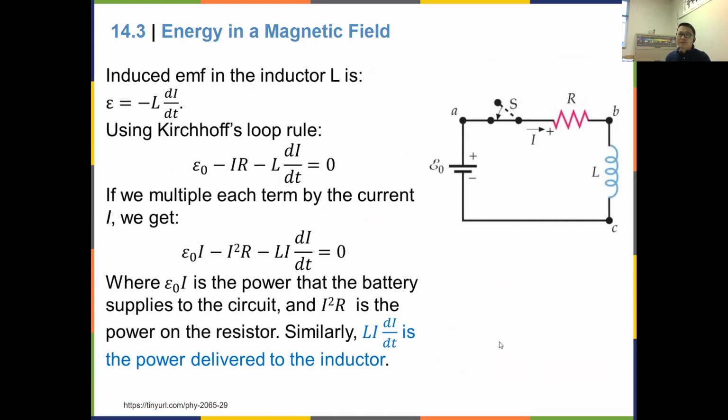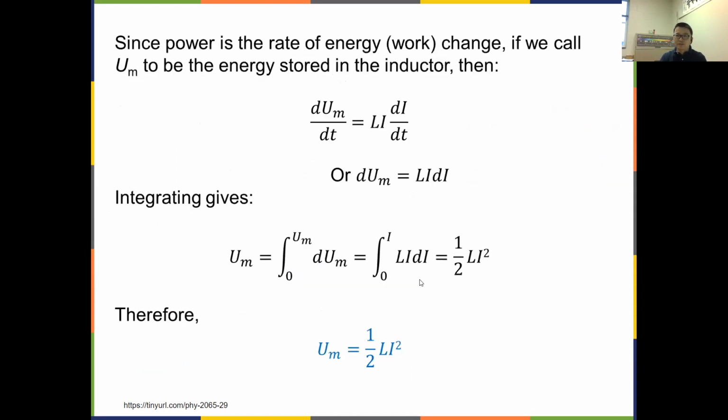So we also look at the energy in the magnetic field. This is in terms of inductance, because if there's current in the inductor, it produces a magnetic field in the inductor. Specifically, we look at the dimensional analysis of the equation that we get from Kirchhoff's loop rule. It turns out L i di over dt is power in terms of its dimension, so it represents the power delivered to the inductor. Then we can calculate the work by integrating power times dt. It turns out the energy in the inductor is 1/2 L i squared, where L is the inductance and i is the current.